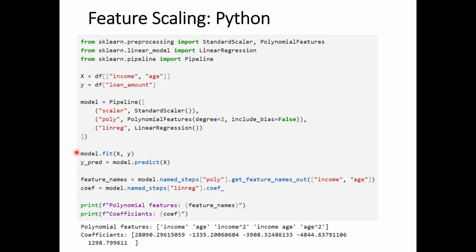We run our pipeline and get the predictions. In the variable feature names, we have the names of the polynomial features. We also print out the coefficients of the polynomial regression.